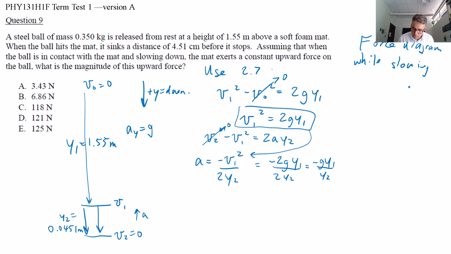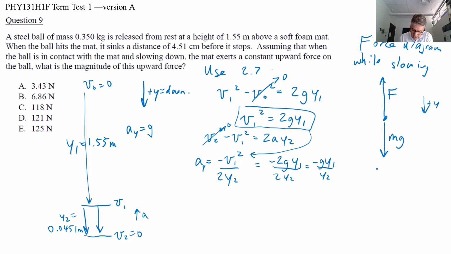So the force diagram while it's slowing down is going to be, there's this force up, which I think is what you're trying to find. And then you've got force of gravity downwards, which is m times g. And remember, plus y is down. And there's some acceleration in the y direction that we found here.